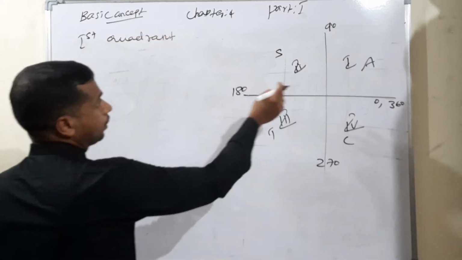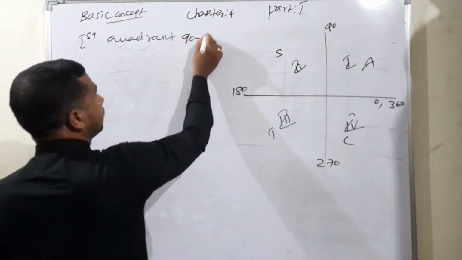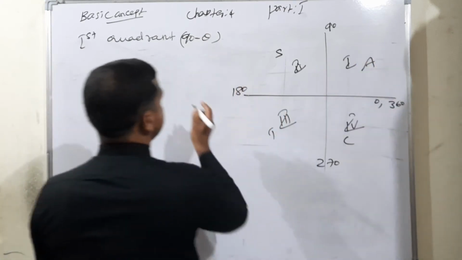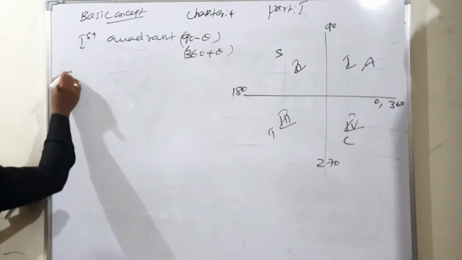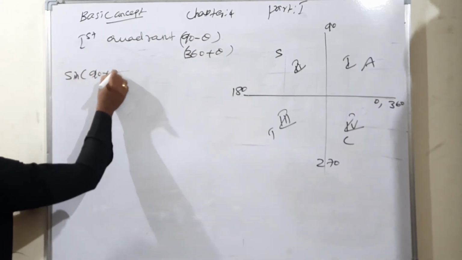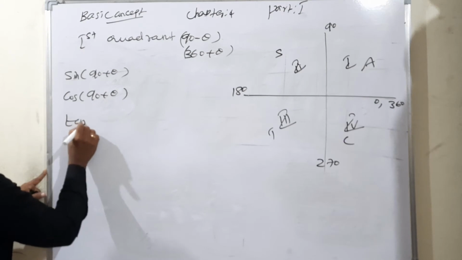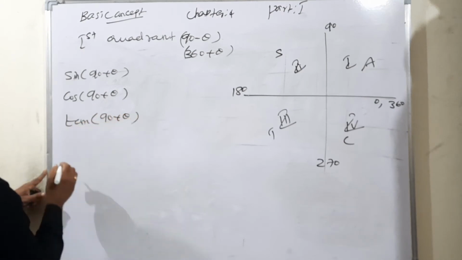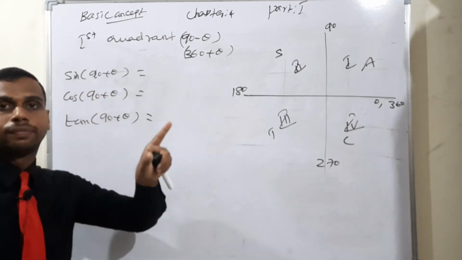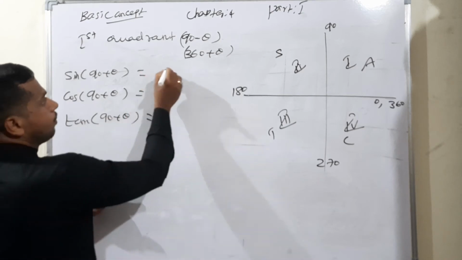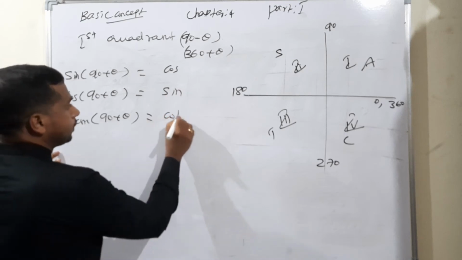So in the first quadrant, what are the suitable cases? 90 minus theta, this is first quadrant. There are also 360 plus theta. First, sin 90 plus theta, then cos 90 plus theta, then tan 90 plus theta. First simplify. This is vertical. If vertical, the name will be different: sin becomes cos, cos becomes sin, tan becomes cot.